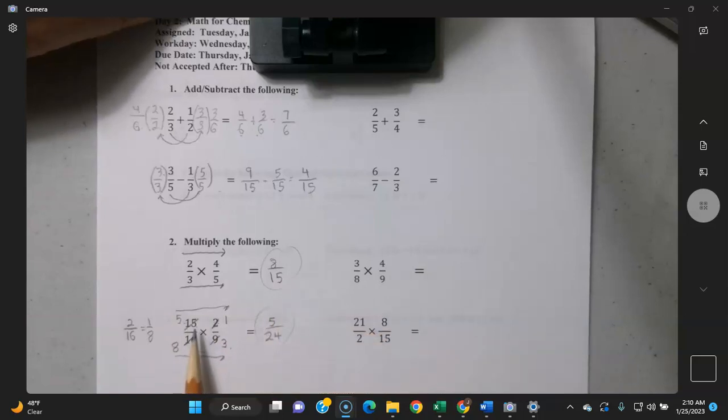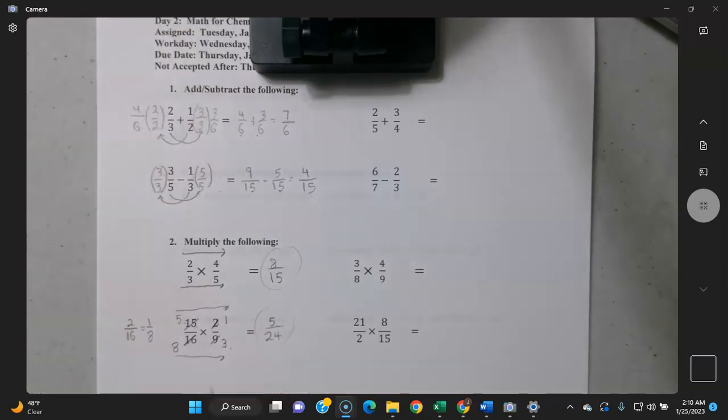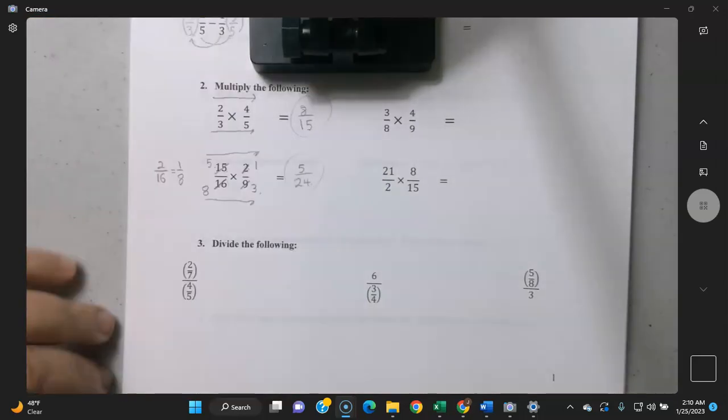If we had not reduced, you would have had 15 times 2 is 30, and 16 times 9 is 144. 30 over 144. You would have had to reduce that down. That's kind of messy because those are kind of big numbers. But you would have ended up finally with 5 over 24. So it's best to do the reducing before you multiply. All right, keep going.